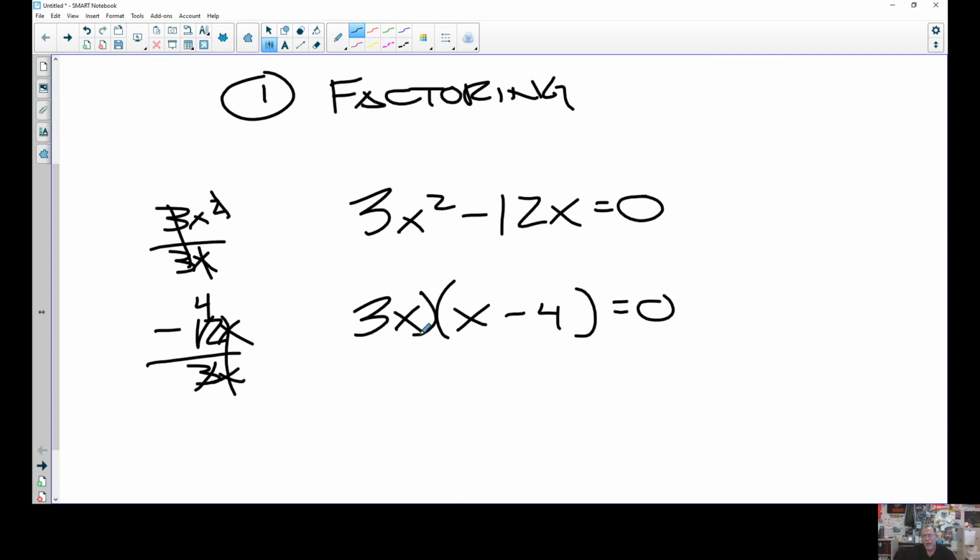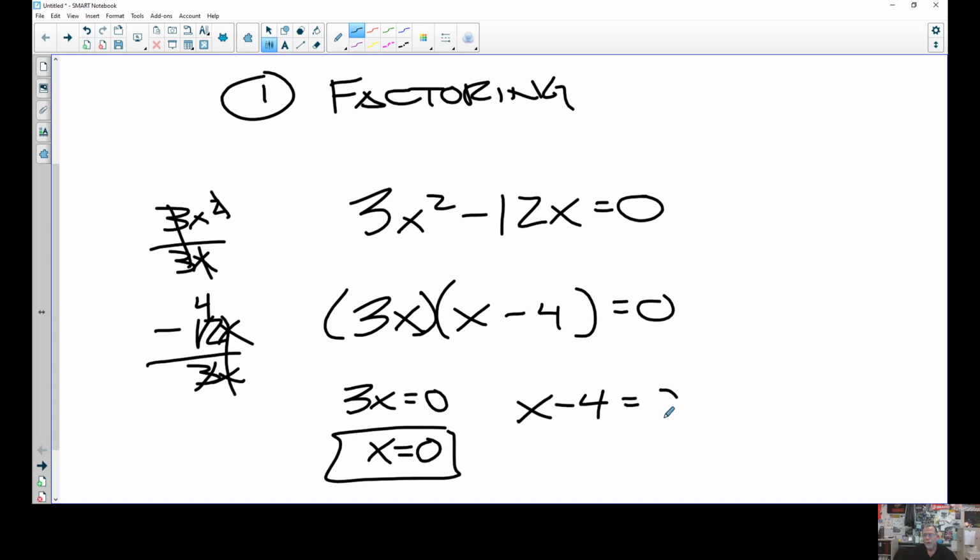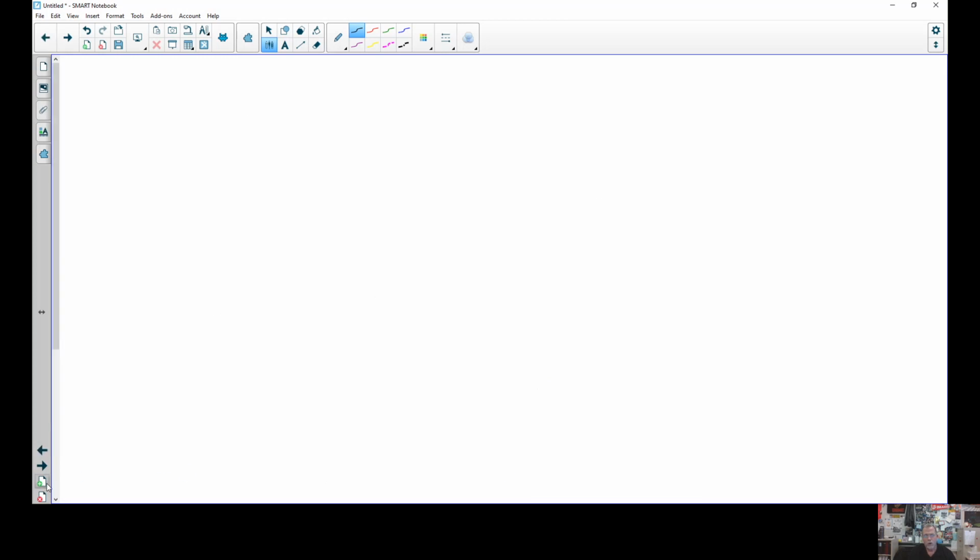So now, the idea behind factoring is if I have things multiplied and equal to 0, each one of those could be equal to 0 to make that true. Because if this term is 0, then this whole thing is 0, right? When we multiply, if this term is 0, whatever I multiply it by, it would also be 0. So we just set each one of them equal to 0 and find what makes those true. So if 3x equals 0, dividing everything by 3, x equals 0. Here, add 4 to each side, x equals 4. There's our two solutions.